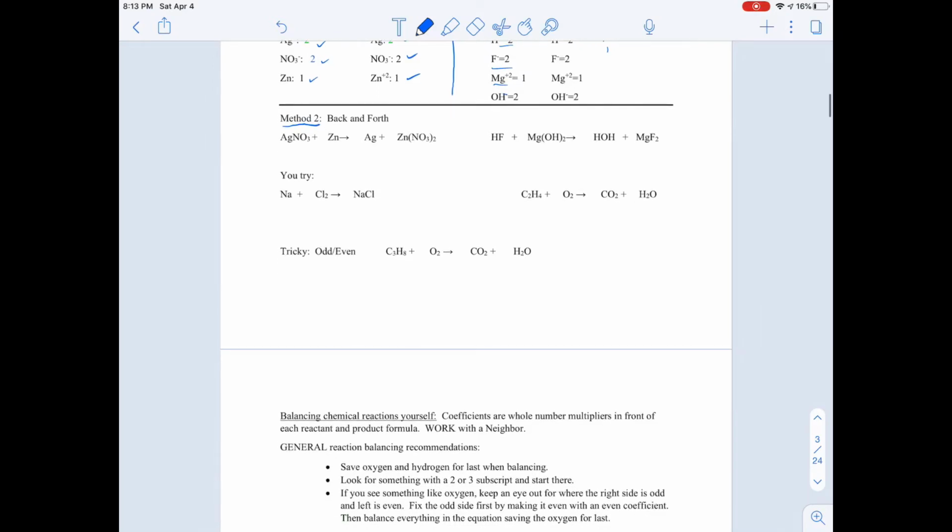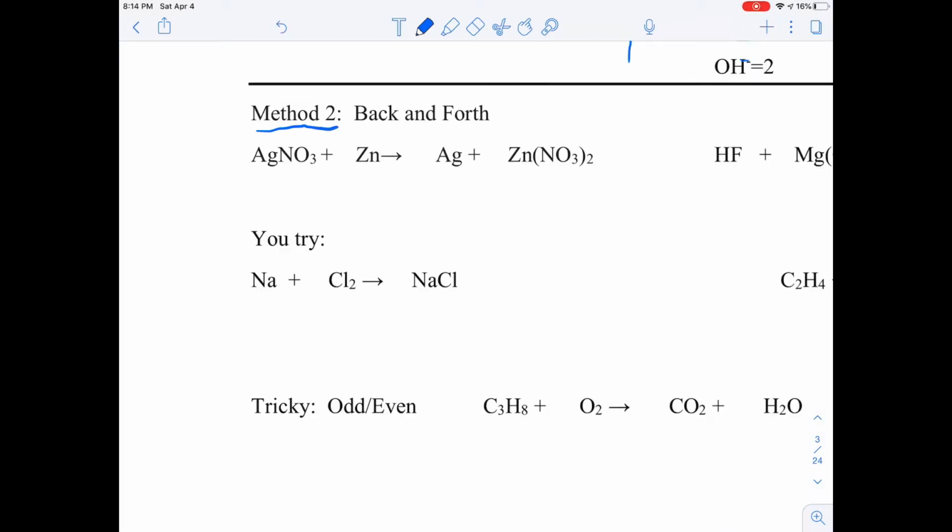method. Now I'm going to go ahead and show you the other method. And this is what I call the back and forth method. With the back and forth method, the idea is that you are going to pick a place to start and you're going to just keep paying attention to what you're affecting.